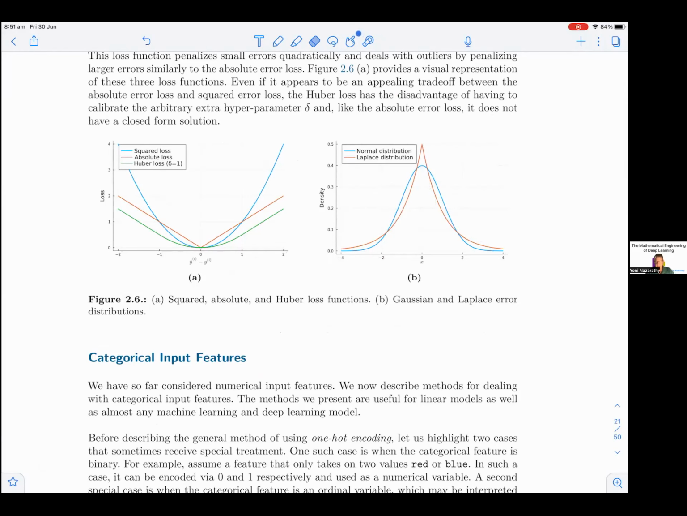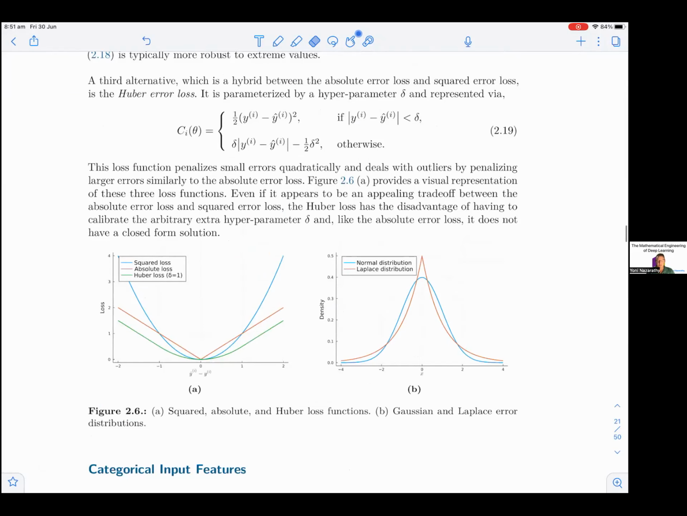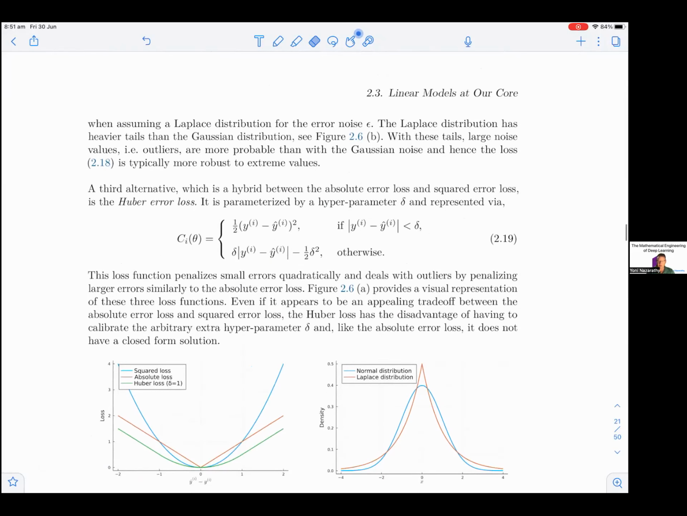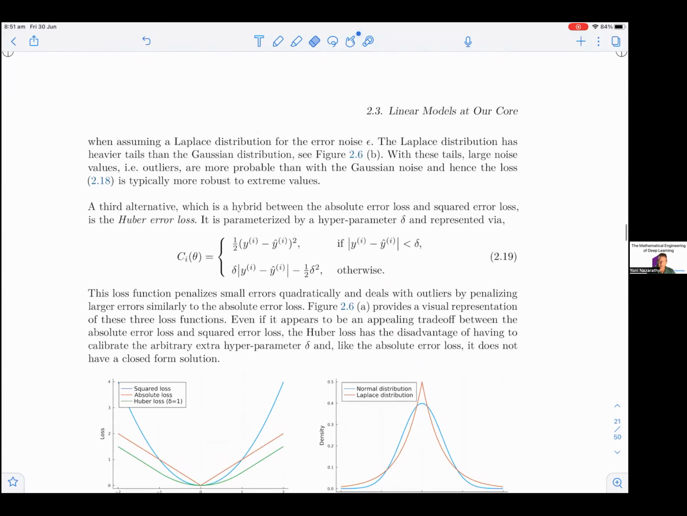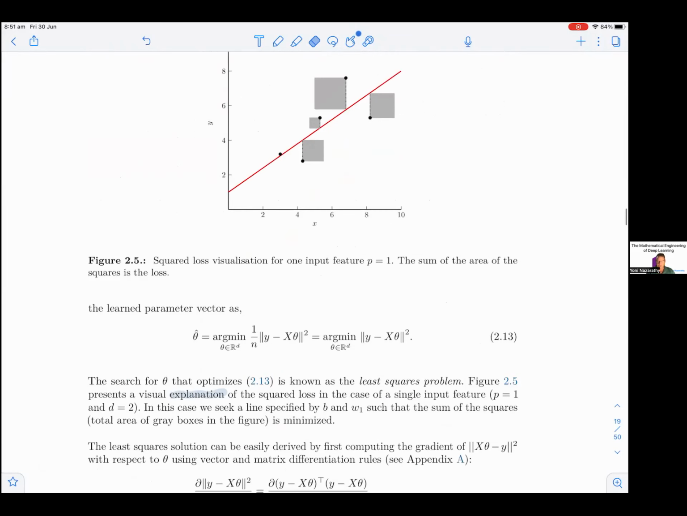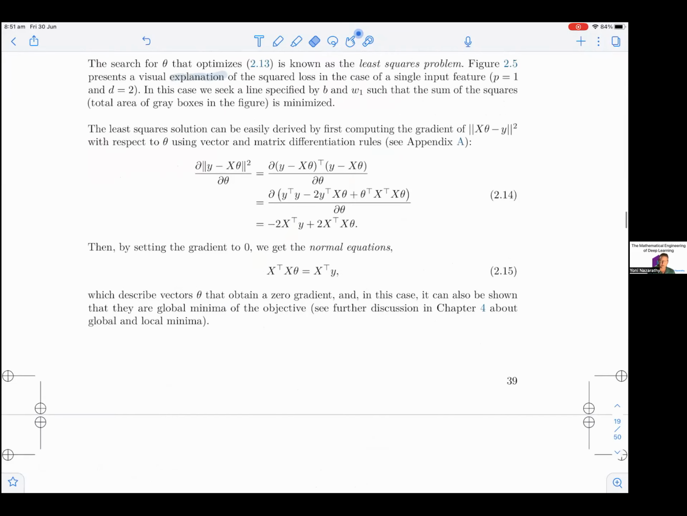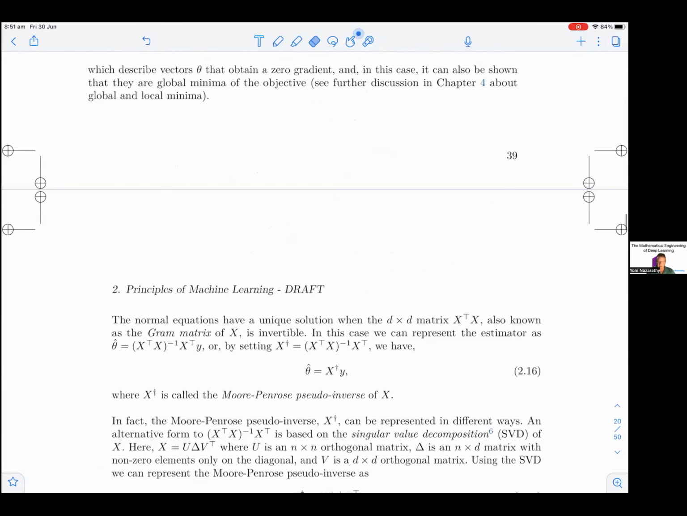And this Laplace error model is equivalent from a maximum likelihood estimation perspective, even though we didn't speak about maximum likelihood estimation, to having the loss function for an individual observation be the absolute error loss.